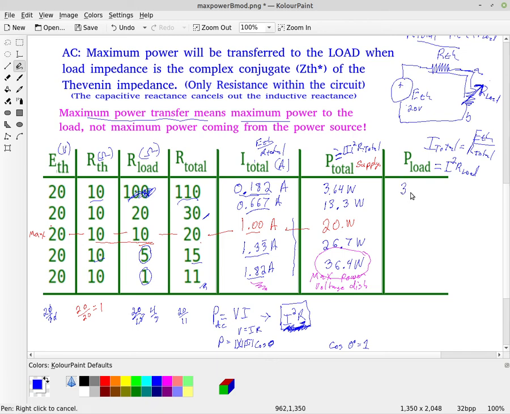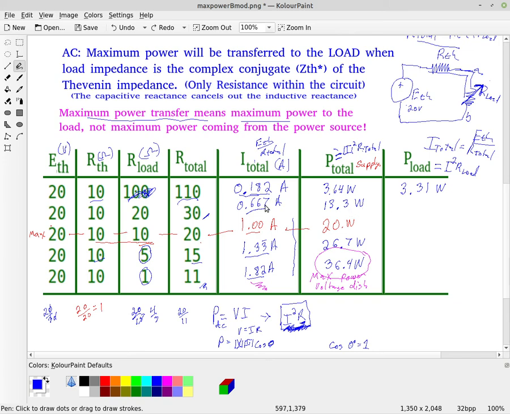okay, so 3.31 watts are getting to the load, which means that we're losing about 0.33 watts here, right? So there's 0.33 watts being used up inside of the electronics of the radio or the power supply.